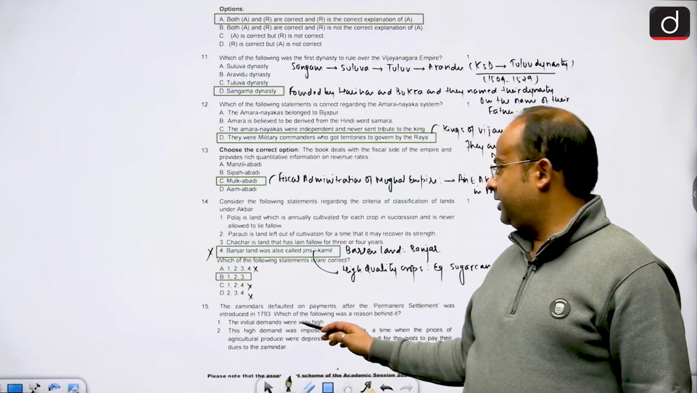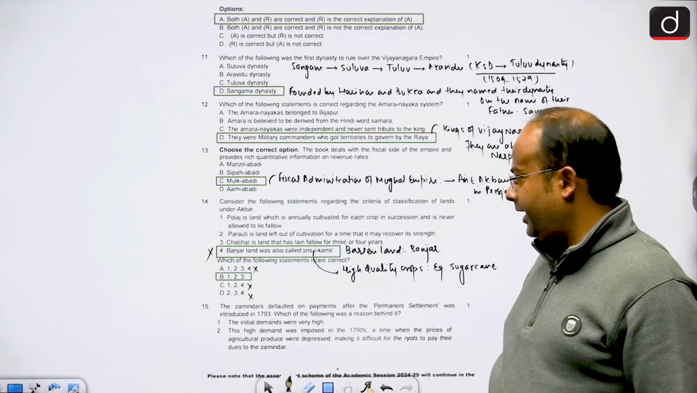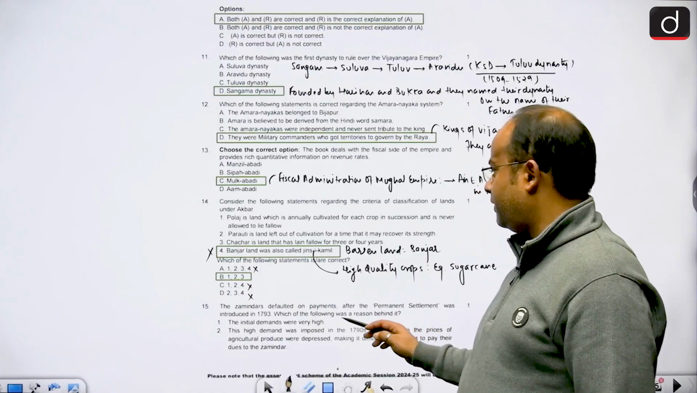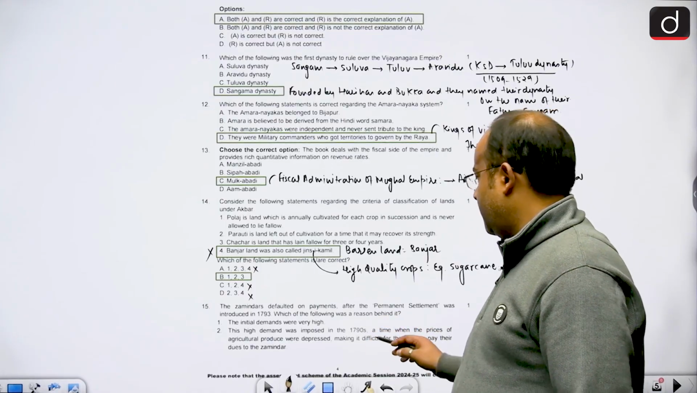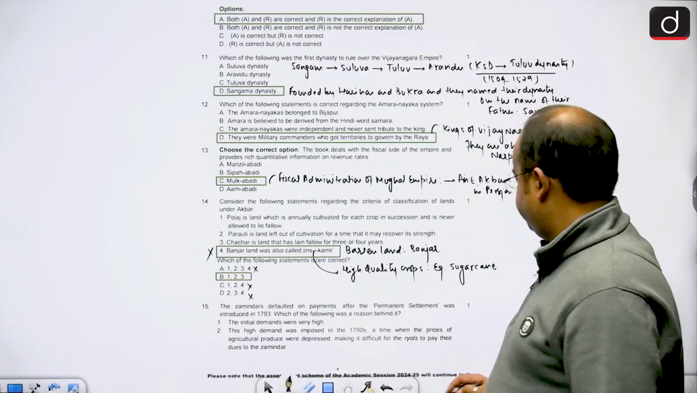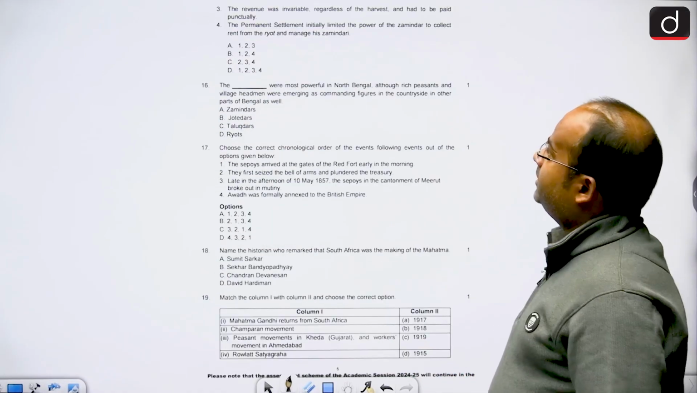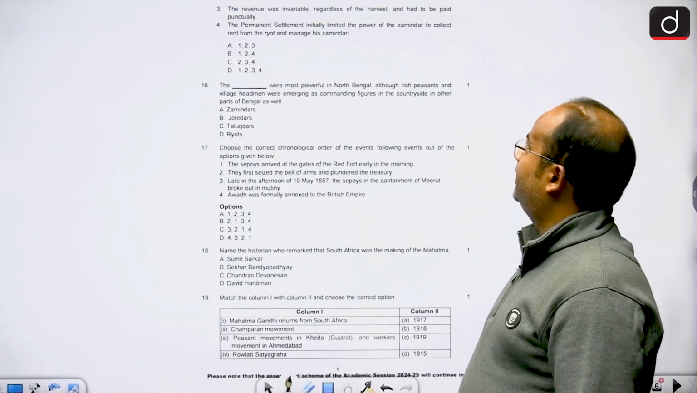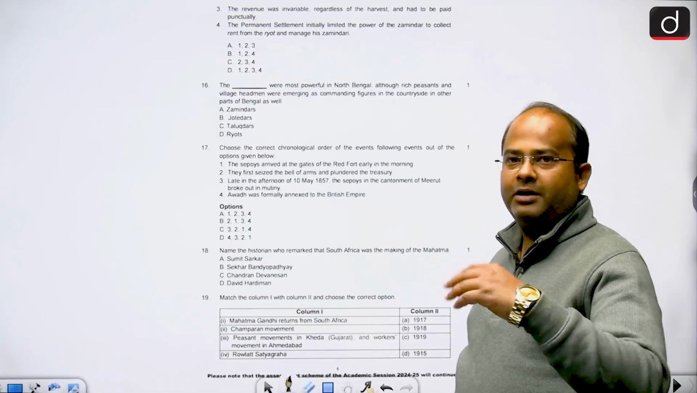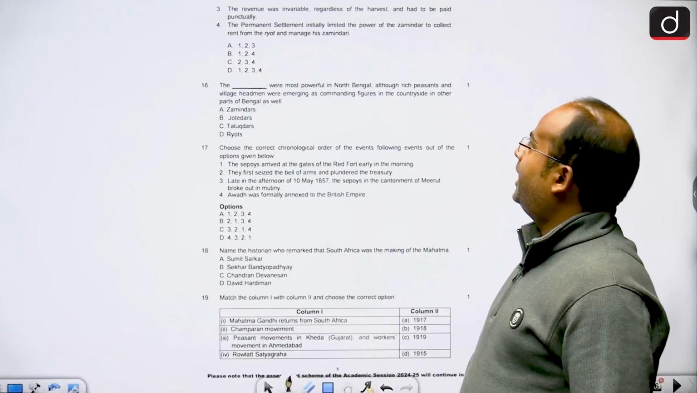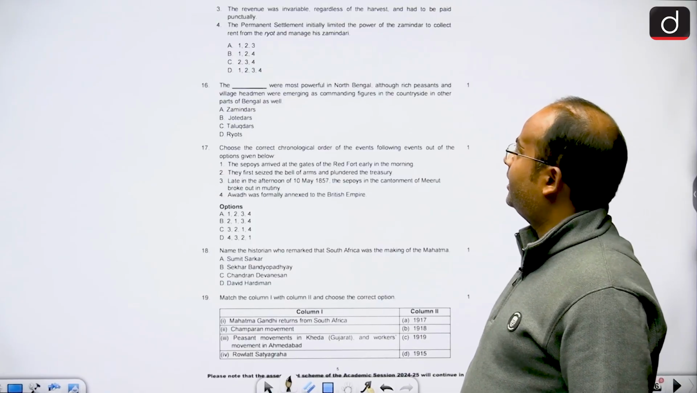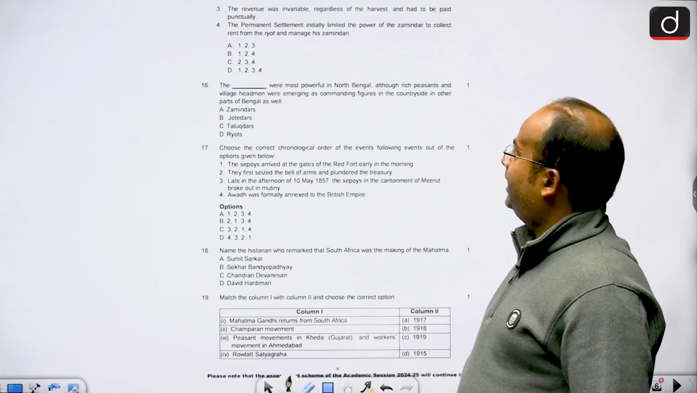The initial demands were high. The demands were imposed in the 1790s, a time when the prices of agricultural produce were depressed, making it difficult for the Rayyat to pay their dues to the Zamindar. The third statement is that the revenue was invariable regardless of the harvest and had to be paid punctually. Invariable means it will not fluctuate, and the permanent settlement initially limited the power of zamindar to collect the rent from the Rayyat and manage the zamindari.